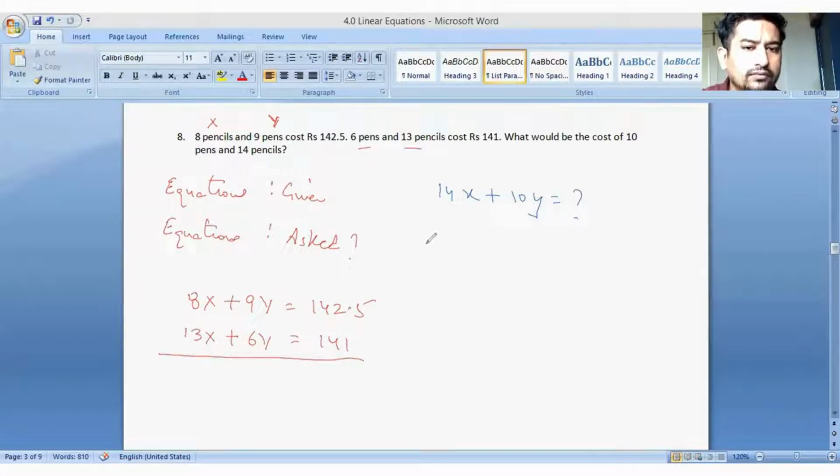And what do we have here? These two equations they've given to us. And they've asked you what is the value of 14x plus 10y. What is the cost of 10 pens and 14 pencils? Please check this.